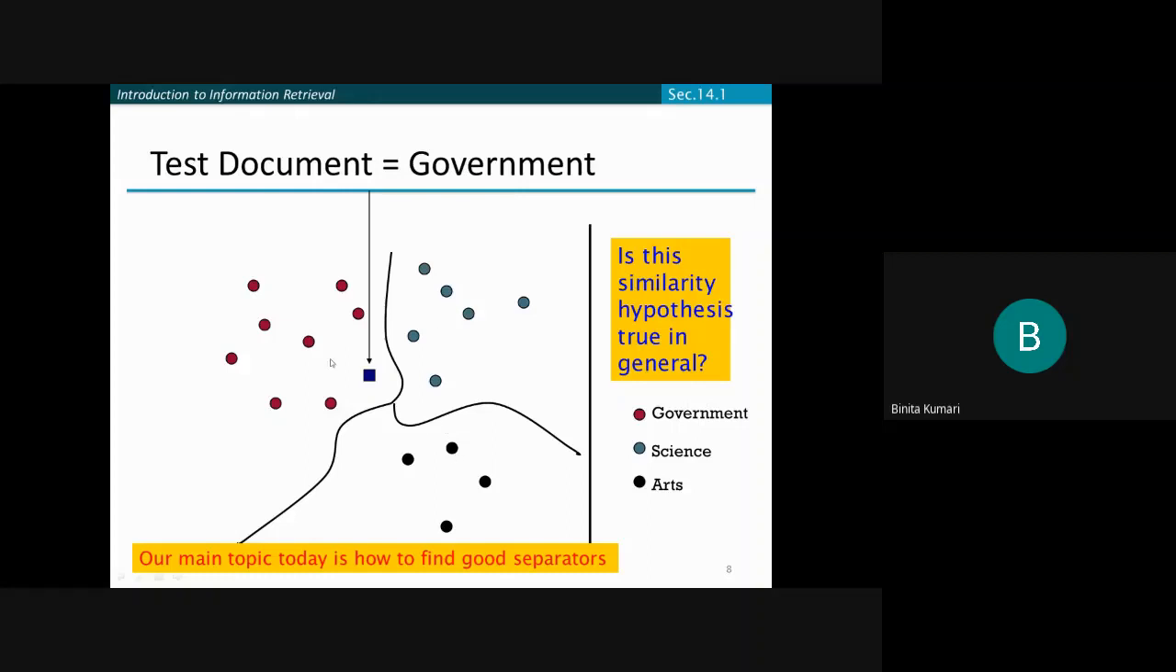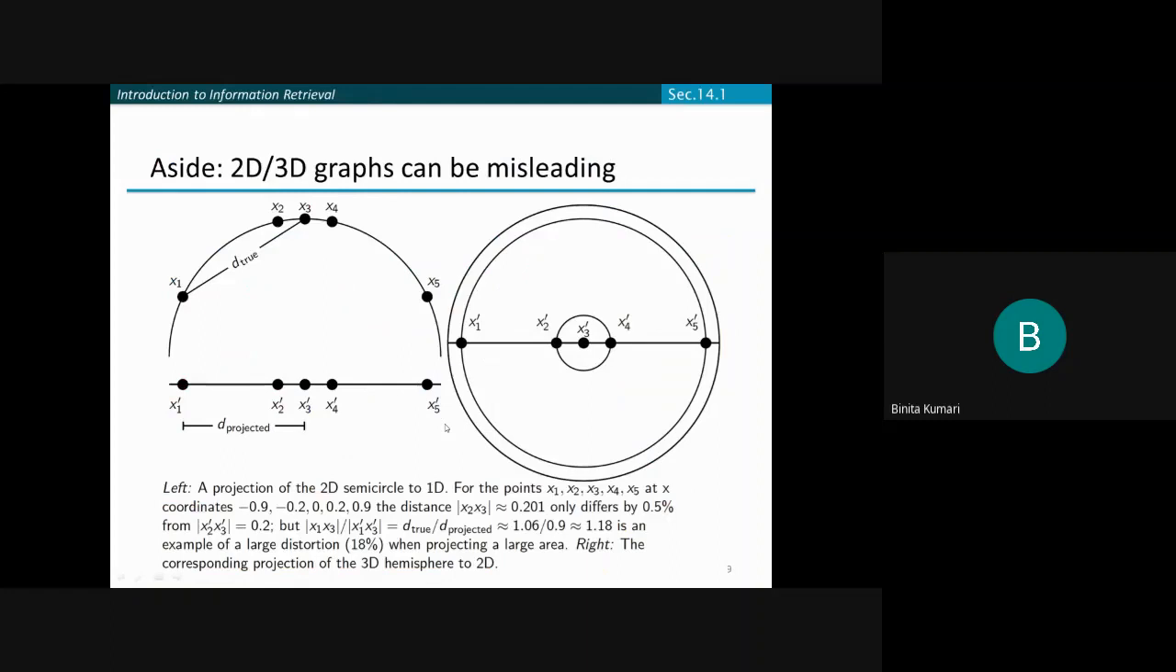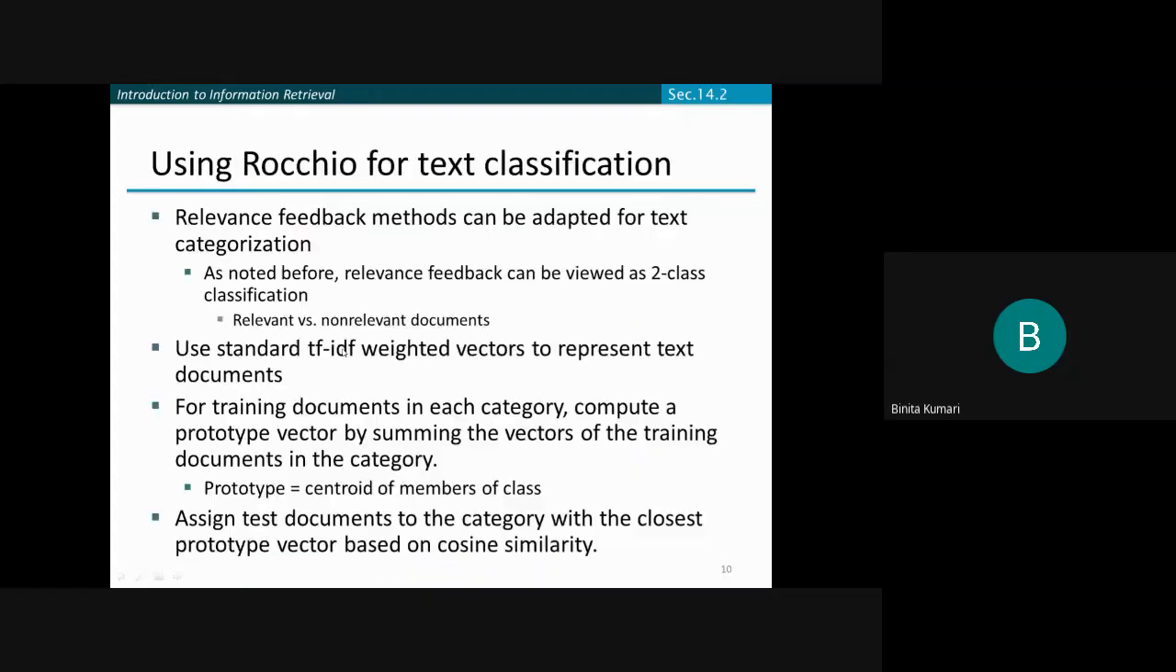So here you can see that this area belongs to the documents for the class government. This area belongs to the documents for class science and this one for class arts. So we need to find good separators so that these documents don't overlap. This is just a 2D representation of the points.